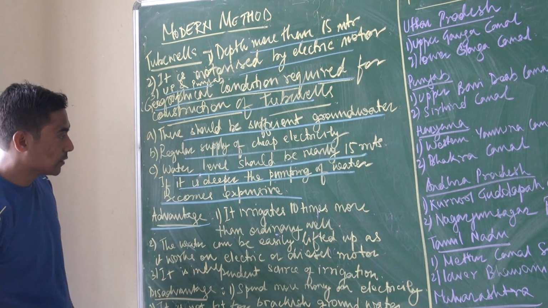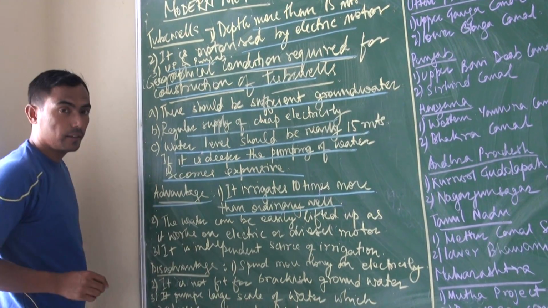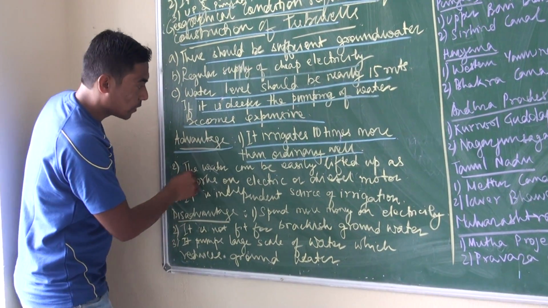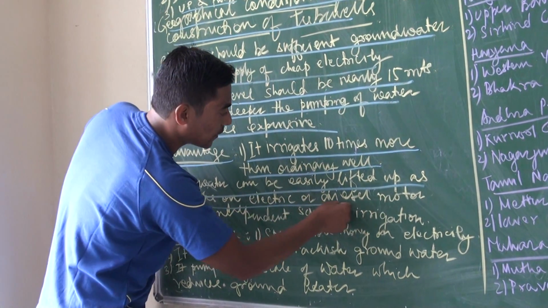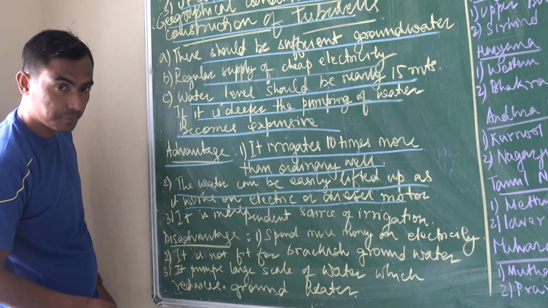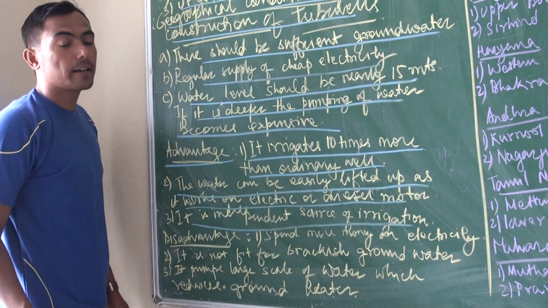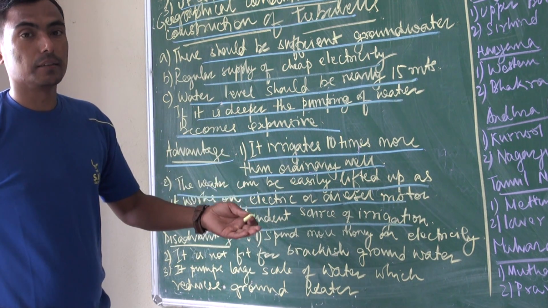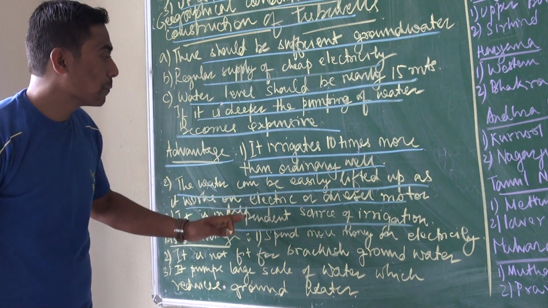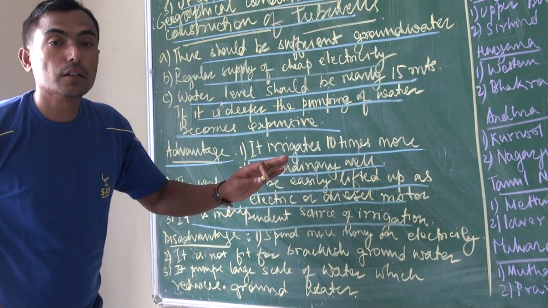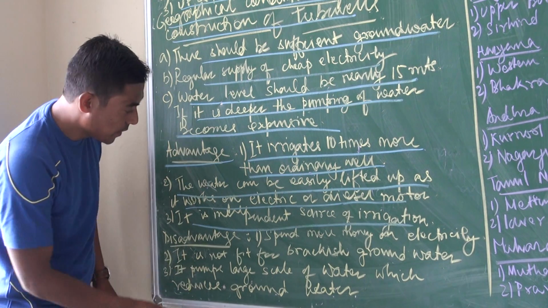Advantages of tube wells: it irrigates 10 times more than the ordinary well. Second point, the water can be easily lifted up as it works on an electric or diesel motor. Clear? Third, it is an independent source of irrigation. It means that depending upon the requirement of water, the farmer can construct tube wells depending upon the requirement. So because of that, it is an independent source of irrigation.